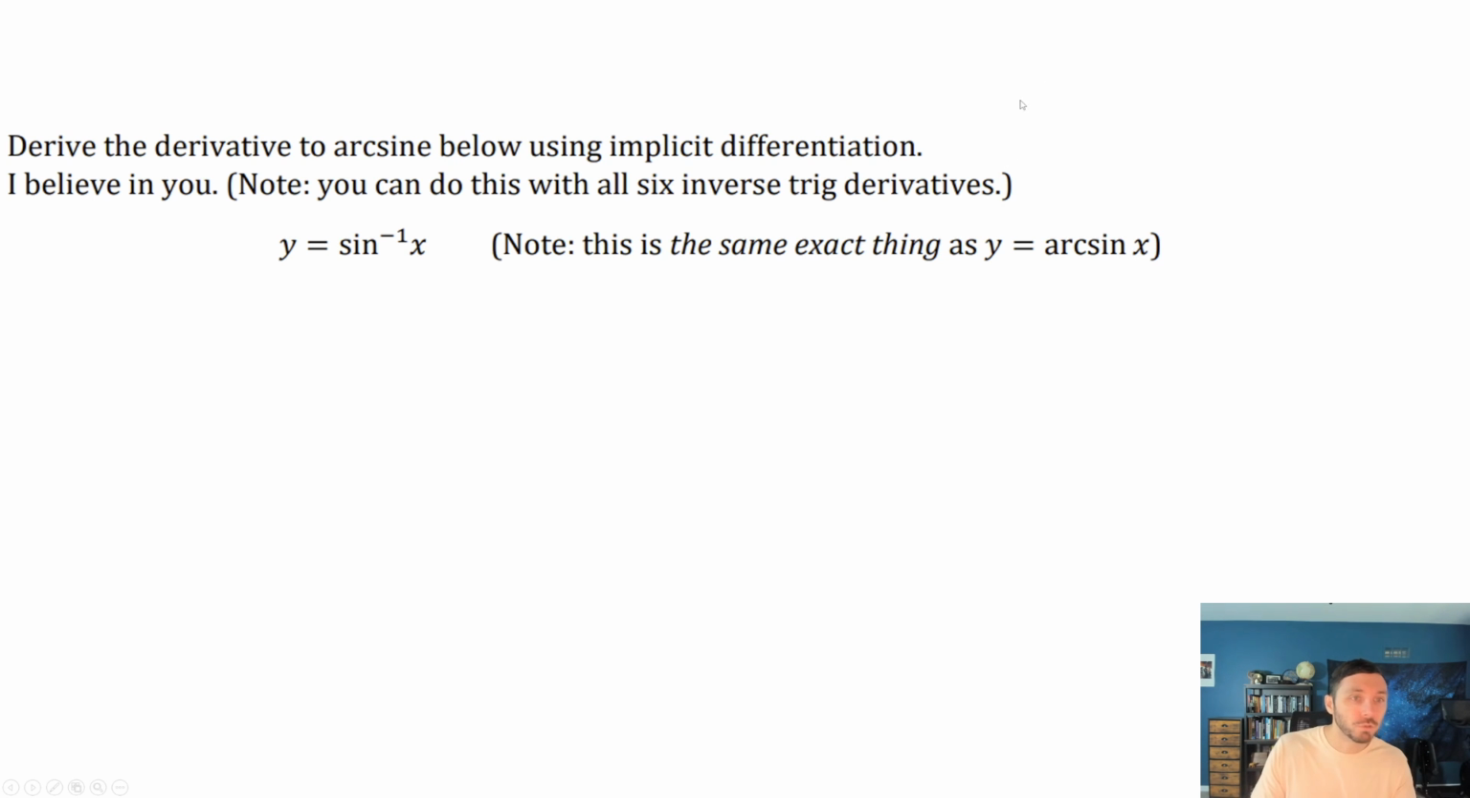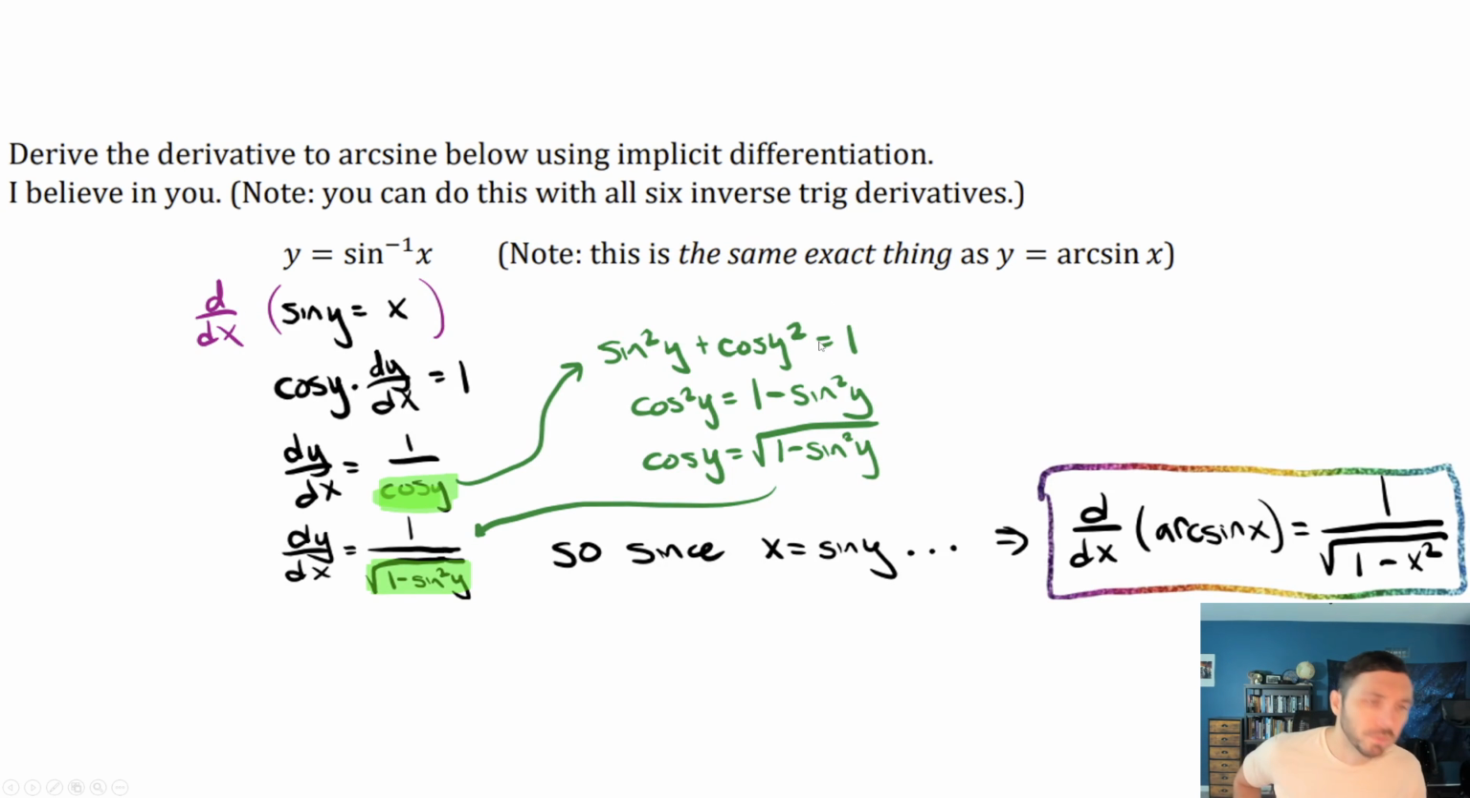Anyway, I'm going to derive the derivative of arcsine real fast. So I'm going to use implicit differentiation. Taking the derivative of both sides after I apply sine to both sides, because I don't know this derivative yet. I do know the derivative of sine. So I take sine of both sides to cancel with the arcsine on the right side. I take the derivative with respect to x. I have a function within a function here.